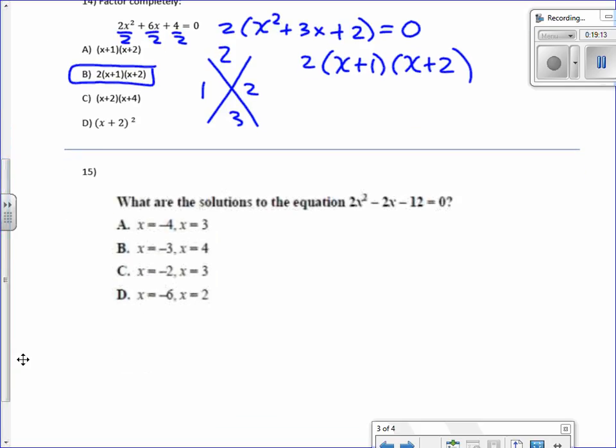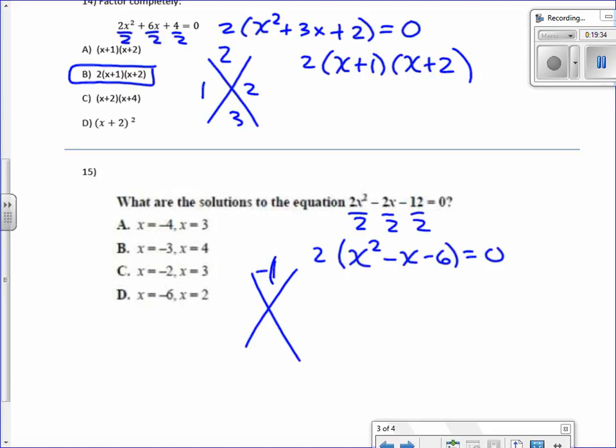Last problem. What are the solutions? Once again, pull out that GCF. Same thing over and over again. x squared minus x minus 6 equals 0. And at this point, I need to factor. So I'm going to put a negative 6 on the top. Same numbers over and over and over again. We did that on purpose, all right? Numbers that multiply to make 6 and add to make a negative 1, a negative 6 and a negative 1. This time my 3 needs to be negative. So it's going to be 2 times x plus 2 times x minus 3 equals 0.